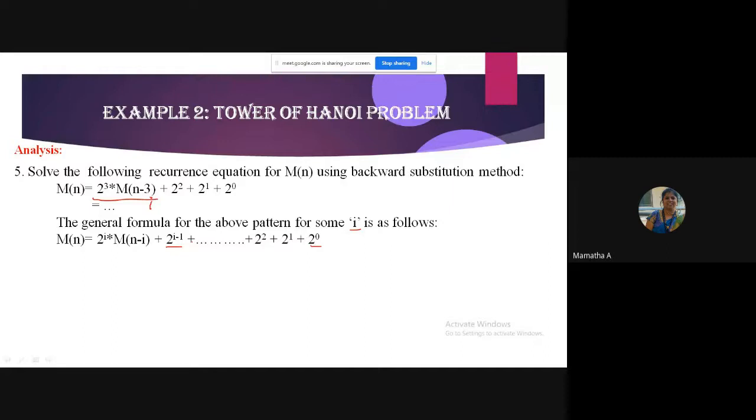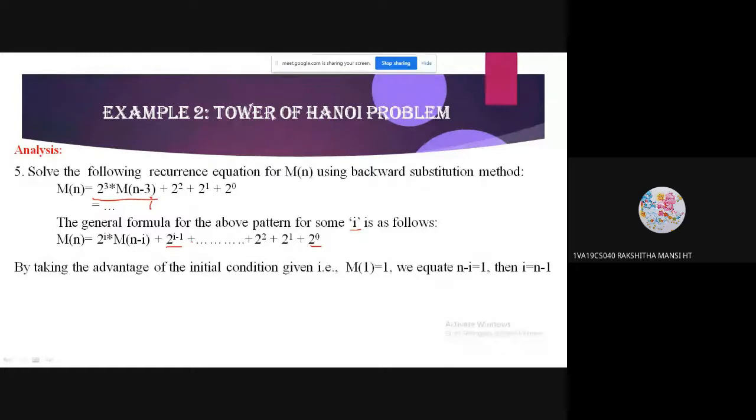Now, the simplification is ready. What should I do now? I should find the value of i so that my m of n will always be in terms of n only. How do I find the value of i? What should I use here? The initial condition. What is my initial condition? M of 1 is 1. So I should equate what with what now?